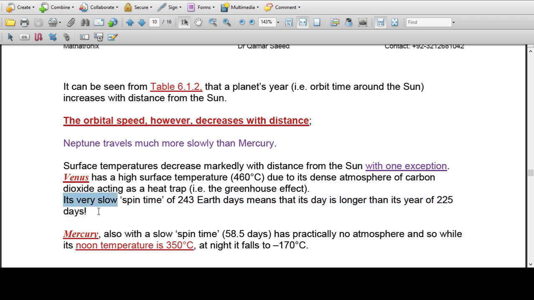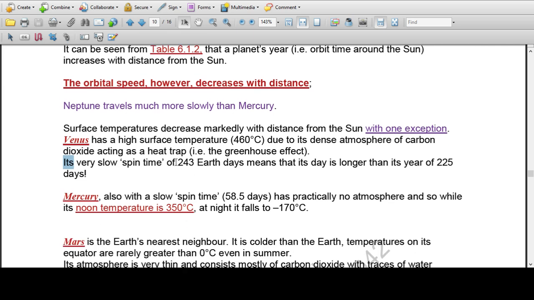This statement is extremely important from the examination point of view. The spin time is 243 Earth days, while the revolution time is 225 days. So the revolution time is less than the spinning time, which is remarkable and noticeable here.